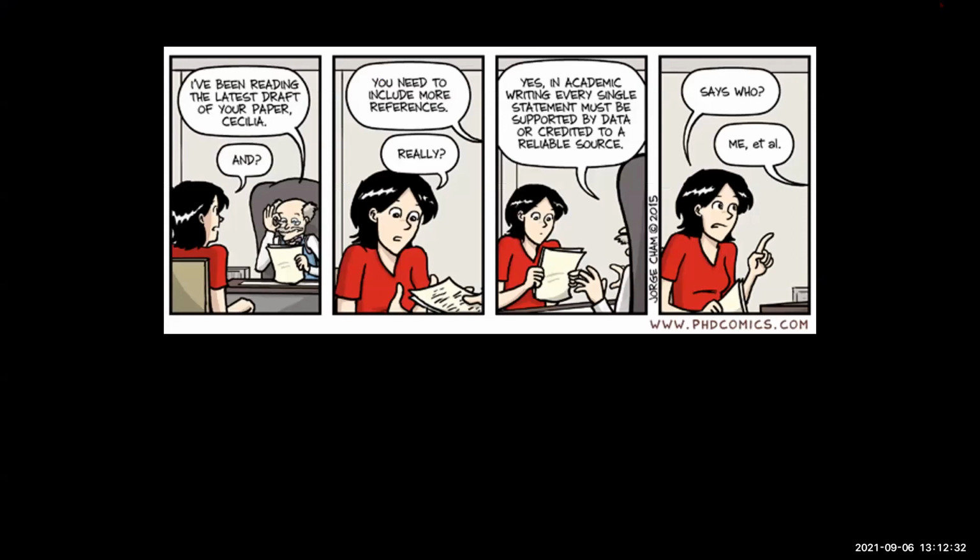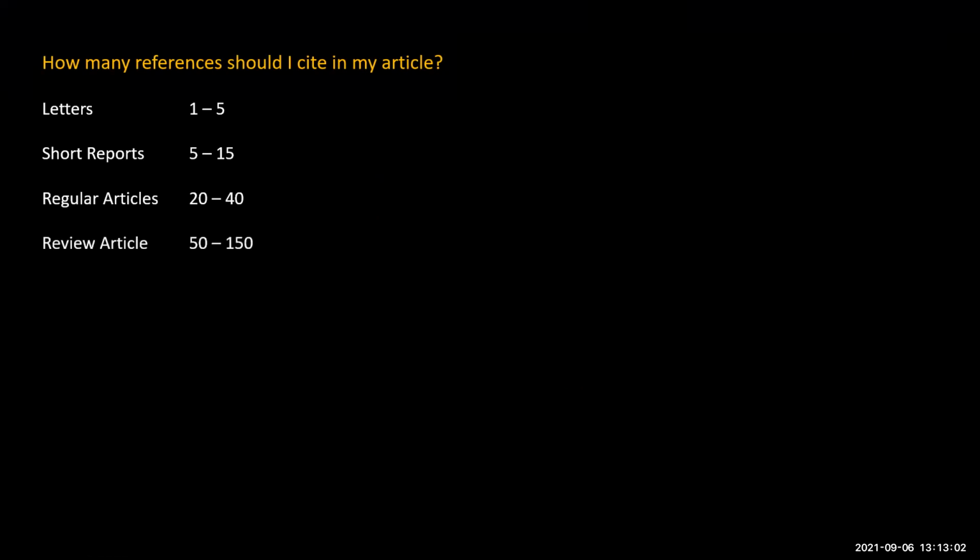So how many references should you have in your research article? That depends on the type of research article that you have. If you're writing a letter to the editor, yeah, as many as you need, right? But there are some guidelines. So letters should have about 1 to 5, short reports 5 to 15, regular articles 20 to 40, and then review articles maybe 50 to 150.